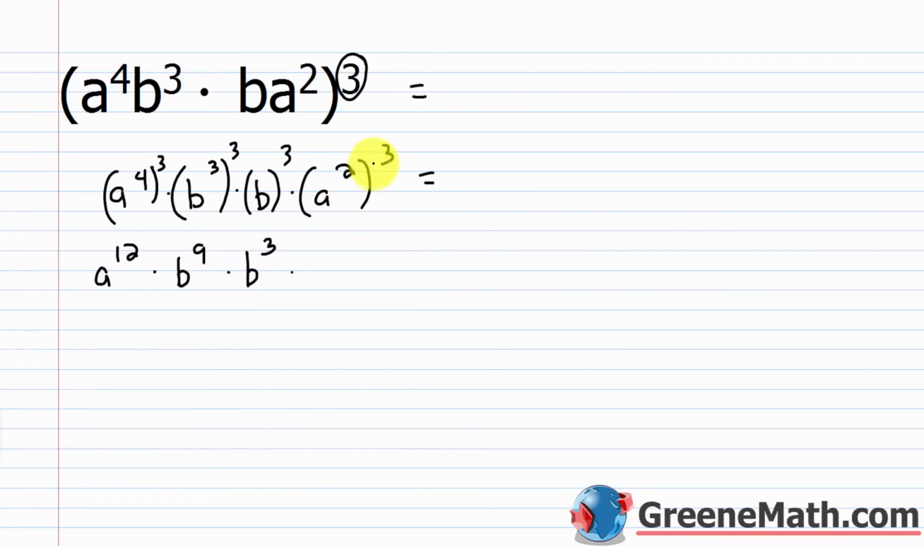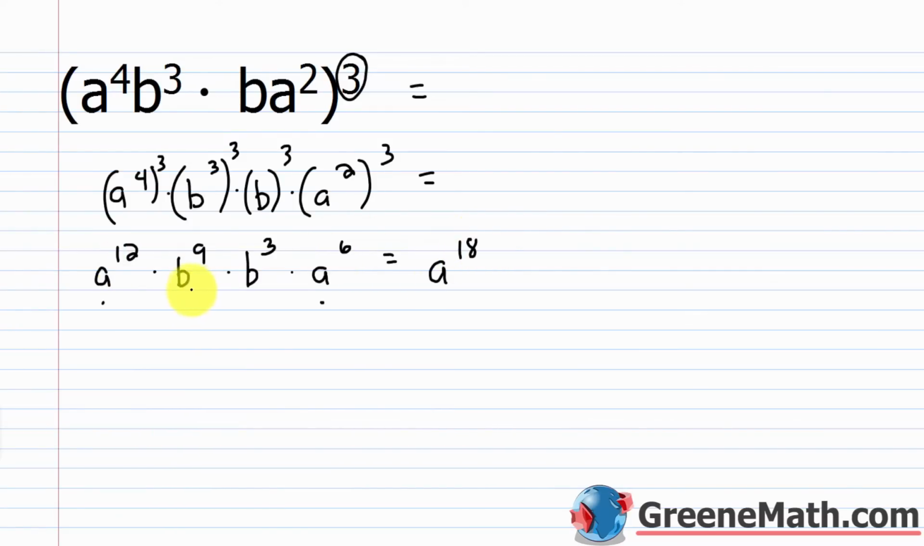Then times a squared raised to the 3rd power. We have a, that stays the same. 2 times 3 is 6. So now I can simplify further because in this case and this case, I have the same base and I'm multiplying. So a to the 12th power times a to the 6th power. A stays the same. And we add exponents. So 12 plus 6 is 18.